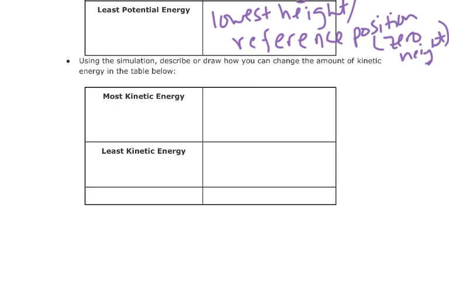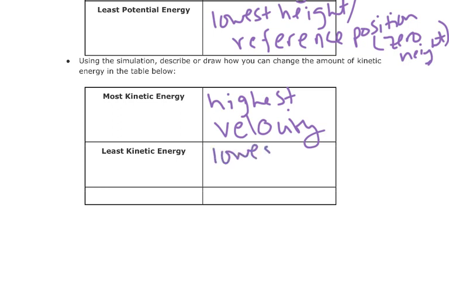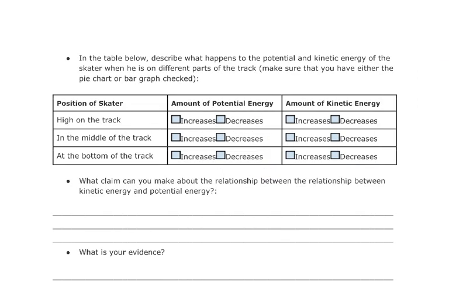The most kinetic energy should have been the highest velocity, whenever it was moving the fastest. And the least kinetic energy was the lowest velocity. So potential energy, you should have found, was related to the height that the object started from or was located at, and the kinetic energy was the velocity. All right. In the table below, describe what happens to the potential and kinetic energy of the skater when he's on different parts of the track.